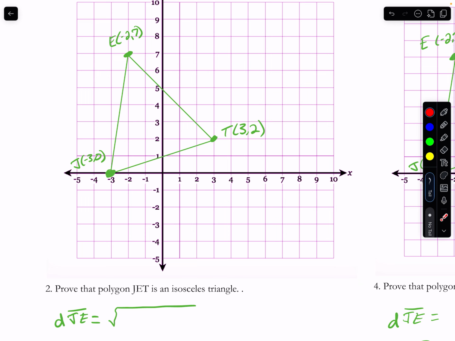So isosceles means two sides are congruent. So is it going to be this one and then that one, or this one and that one, or this one and that one? It's hard to really tell here. But if you do look at it, it seems like those two are going to be the ones that are congruent, okay? So how do we do that?